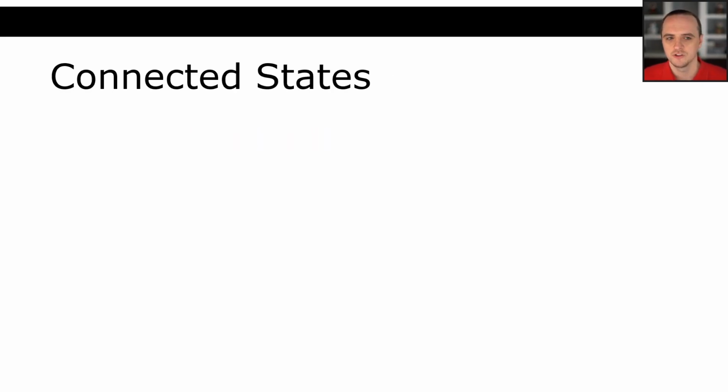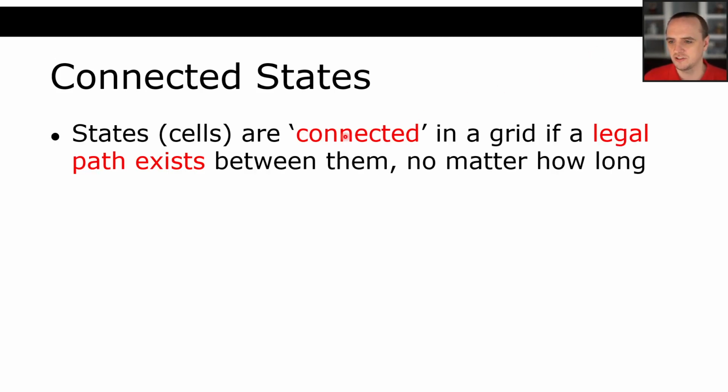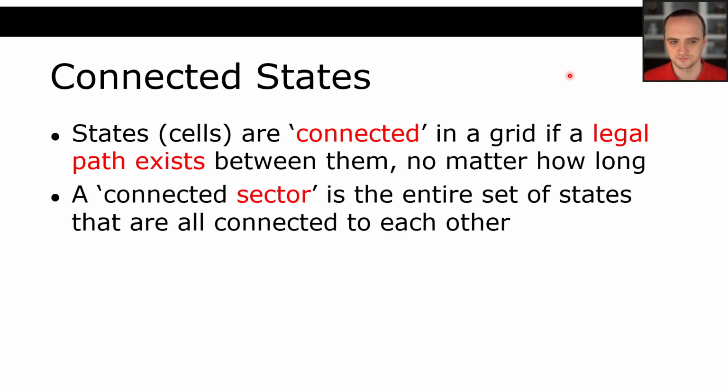All right. So first, let's talk about connected states on a map again. A state, in the case of grid algorithms, is essentially a cell in the grid. States are connected in a grid if a legal path exists between them, no matter how long, okay? So if you remember, we're going to choose 2 points on the map, and if a path exists between them, then we're calling those connected. So you can move from one of them to the other one, and that's what we're defining as connectedness.